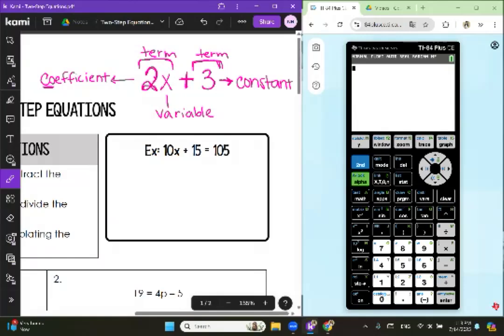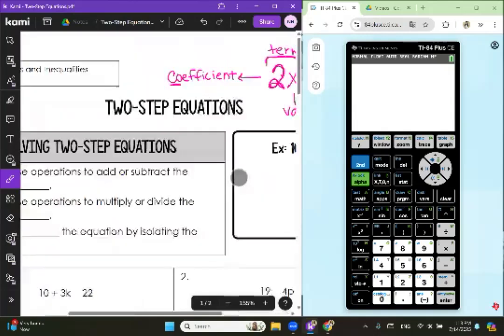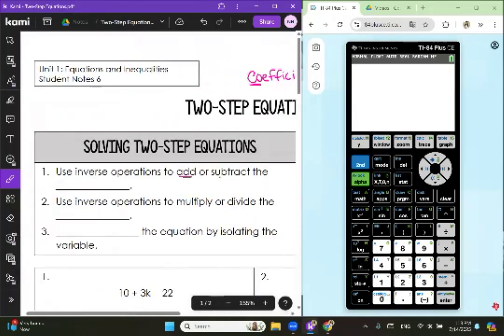So when you're solving two-step equations, we're working backwards. It's kind of like PEMDAS is also going to be turned around. First, we're going to use inverse operations to add or subtract the constant. We're going to start with that extra number, the number that does not have the letter. Then we're going to use the inverse operation to multiply or divide the coefficient. You solve the equation by isolating the variable. You know you're done when your variable is by itself, or when it is isolated.